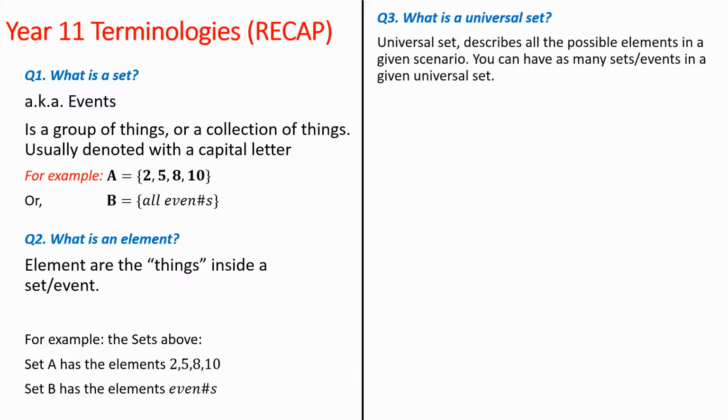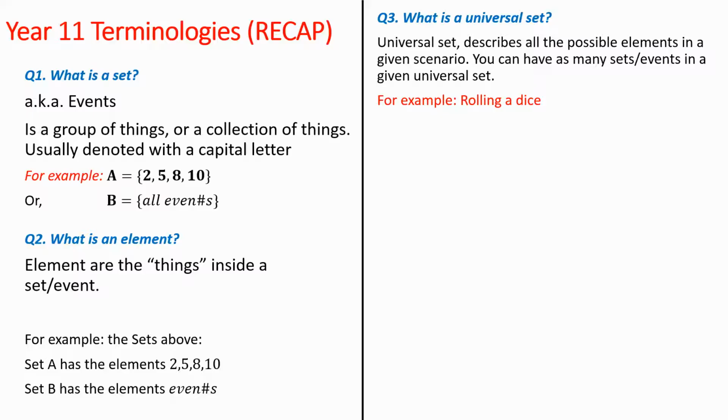So a universal set describes all the possible elements in a given scenario, and you can have as many sets or events in a given universal set. What do I mean by that? Let me give you an example. Let's say rolling a dice. If I said rolling a dice, what's my universal set in this case?